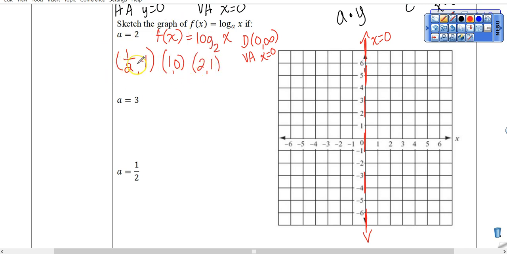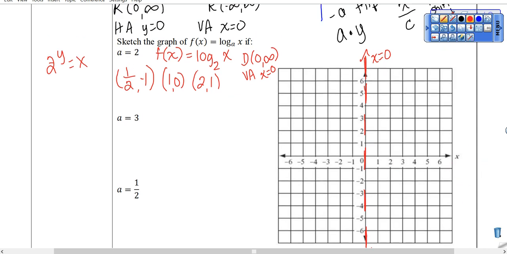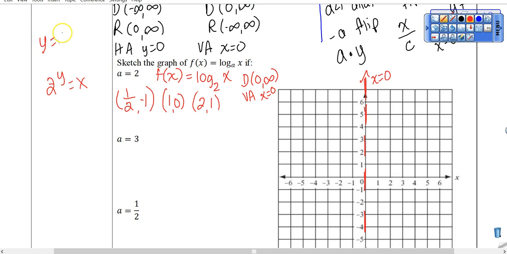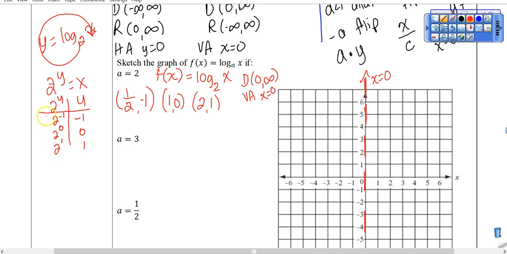You can either do that, or you have to convert this to 2 to the y equals x. If you want to put it in exponential form, just take the base, switch the x and the y. And if you're wondering how I did that so quickly, I will just show you. y equals log base 2 of x, and just converting it, 2 to the y equals x. Okay, if you're doing a table of values, you pick y, -1, 0, and 1. You do 2 to the y, so 2 to the -1, 2 to the 0, 2 to the positive 1, and you find x. So you work backwards, 1/2, 1, and 2.